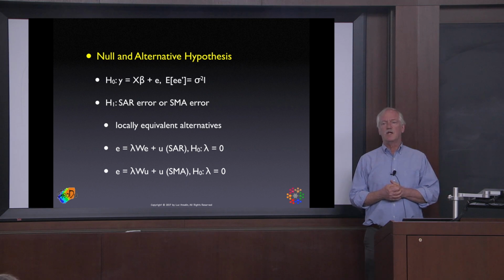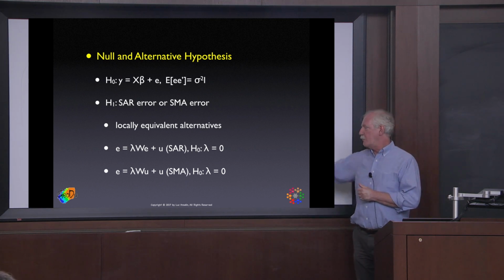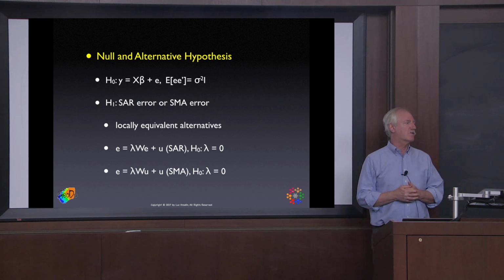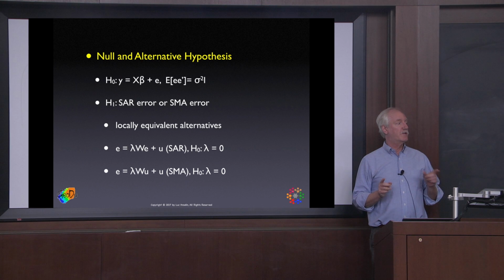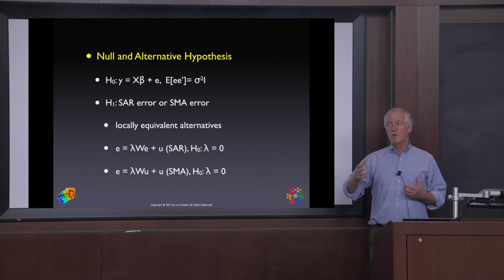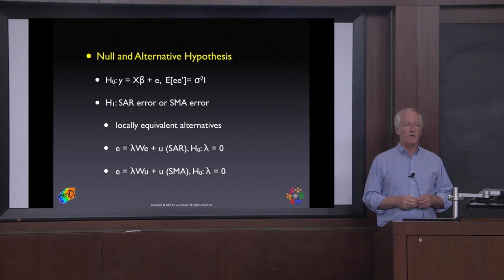And in a nutshell, what this means for us is that we cannot tell the difference between autoregressive and moving average errors. We will be able to tell the difference between an error alternative and a lag alternative. But for the error alternative, we don't really know whether it's autoregressive or moving average. So in practice, that's something to think about.